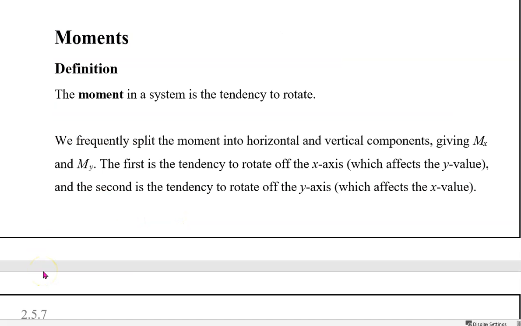Now we want to talk about what a moment is. There are different types of moment in physics. What we're talking about is a tendency to rotate. We frequently split this moment into horizontal and vertical components, giving m sub x and m sub y, the moment in the x and the moment in the y. The moment in the x is the tendency to rotate off the x-axis, which, strangely enough, affects the y value. And the second is the tendency to rotate off the y-axis, or a vertical axis, which affects the x value.